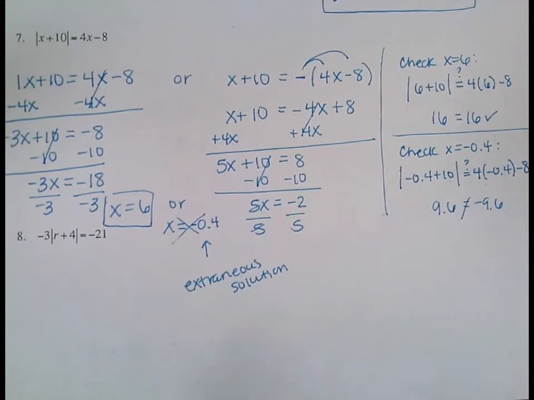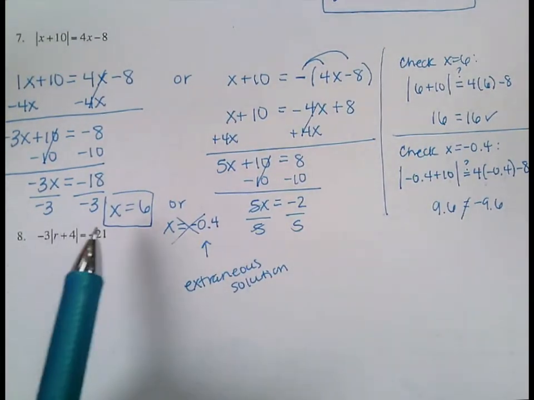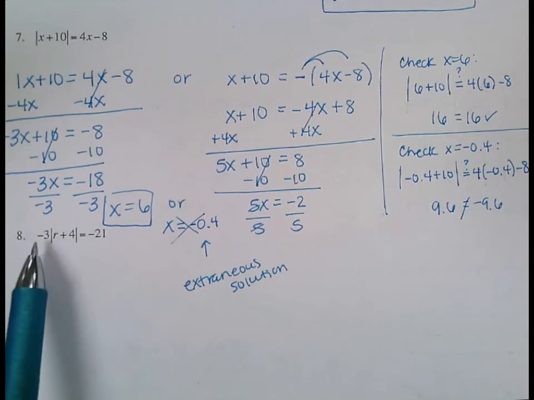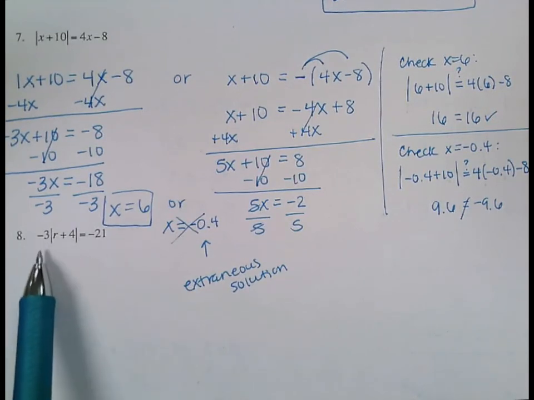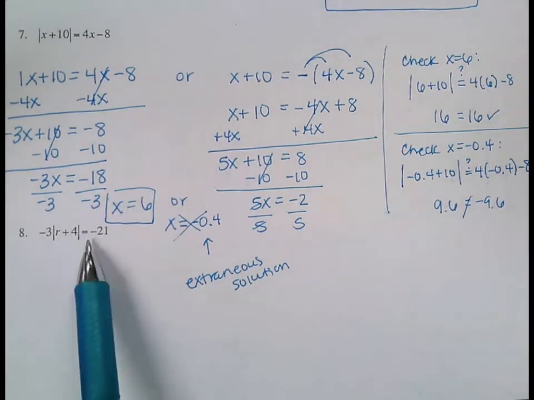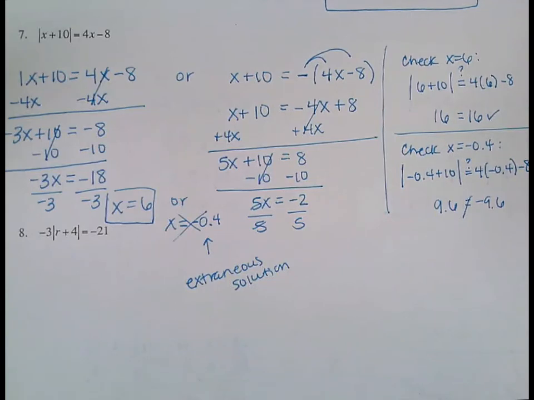So I have example 8. This I'm going to leave for you to do without me. One thing I do want to say before you get started is it looks like that negative 3 could be distributed. You cannot distribute inside absolute value bars. You can distribute if it's parentheses, but not if it's absolute value bars. So I'll just say that first. So go ahead, solve number 8.